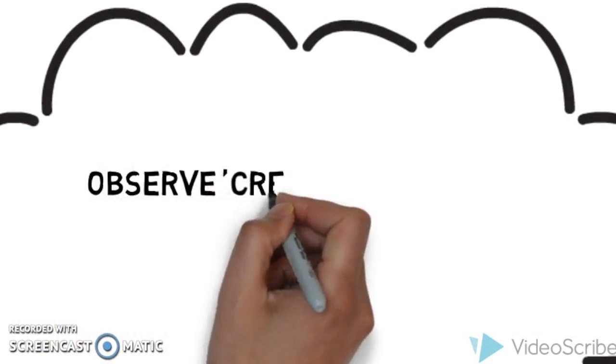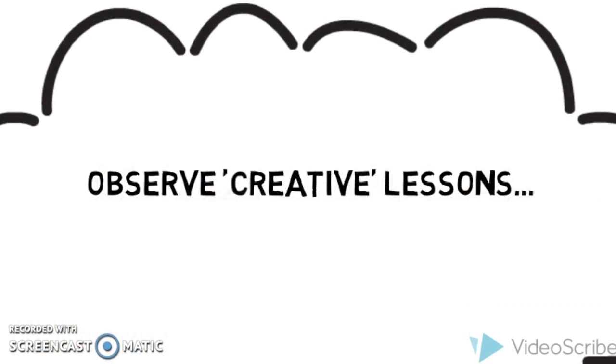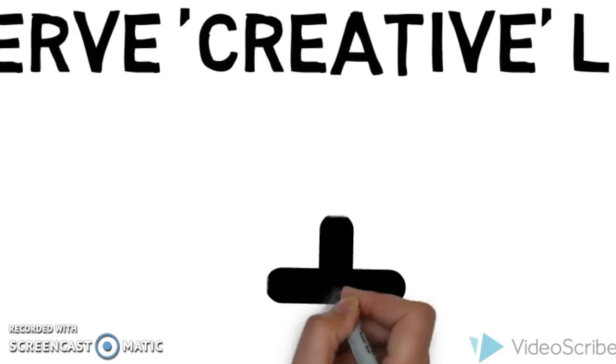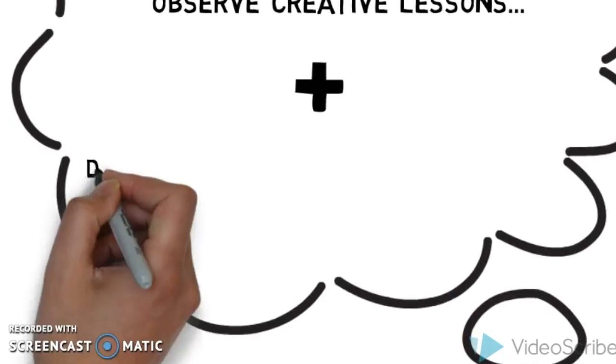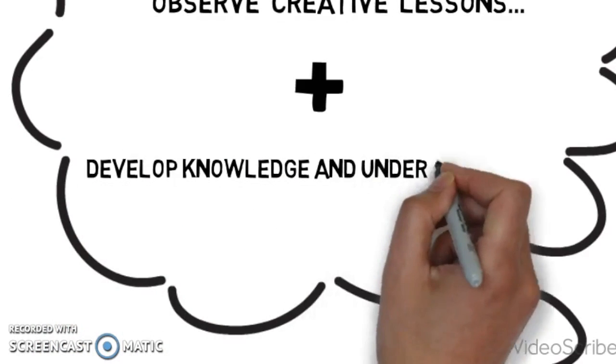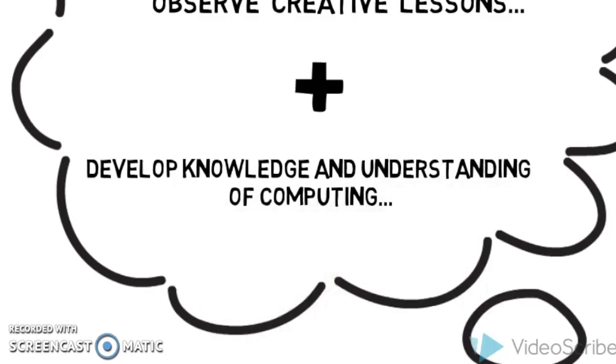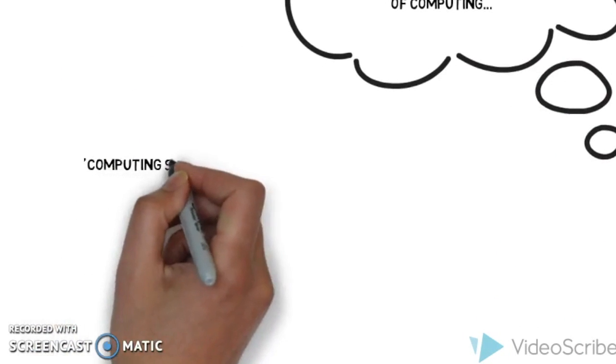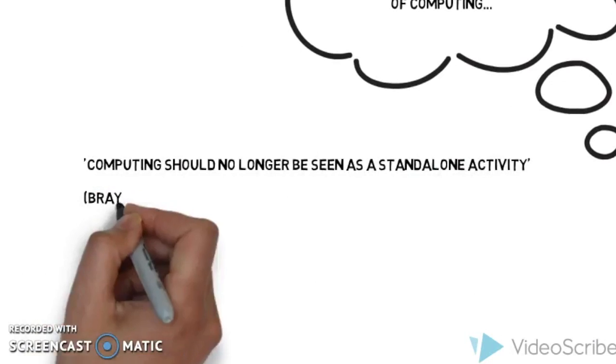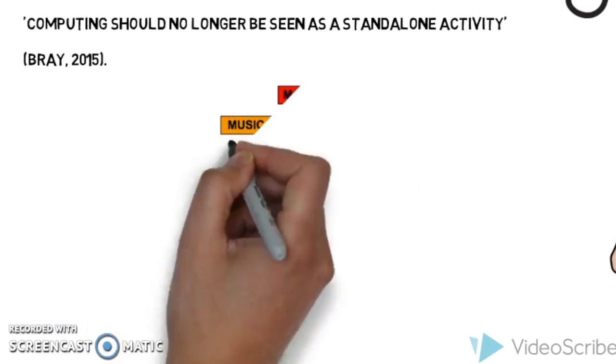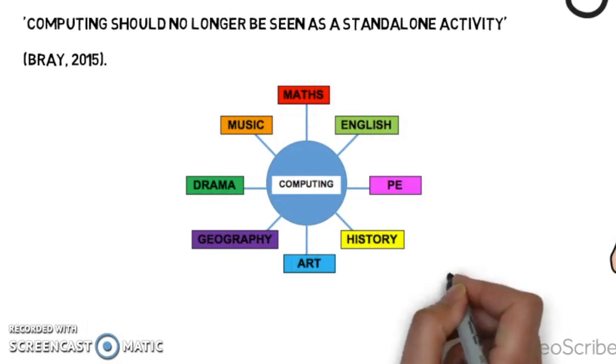I will observe a range of creative lessons in order to develop my own practice, gaining tips and teaching strategies from more experienced teachers. I also want to develop my overall knowledge and understanding of computing in order to use digital technology to support creative learning in the classroom. Bray argues that computing should no longer be seen as a standalone activity, and therefore it should be used to support and aid learning throughout all areas of the curriculum.